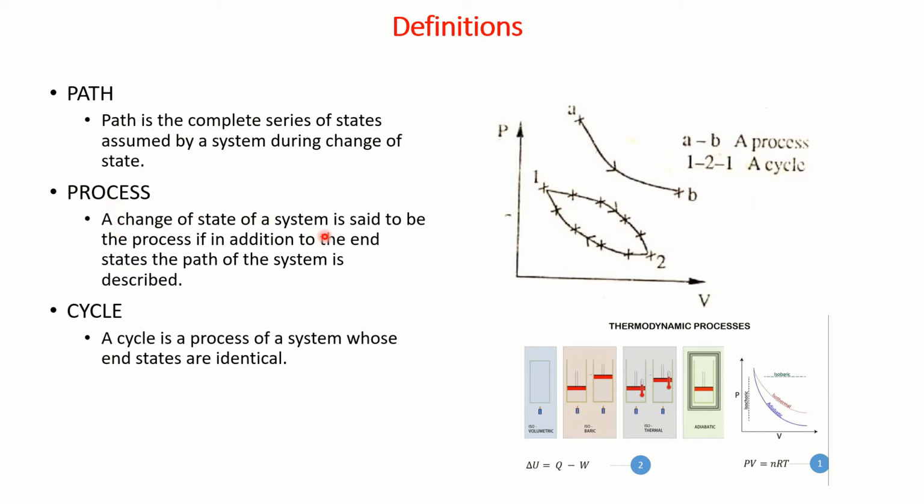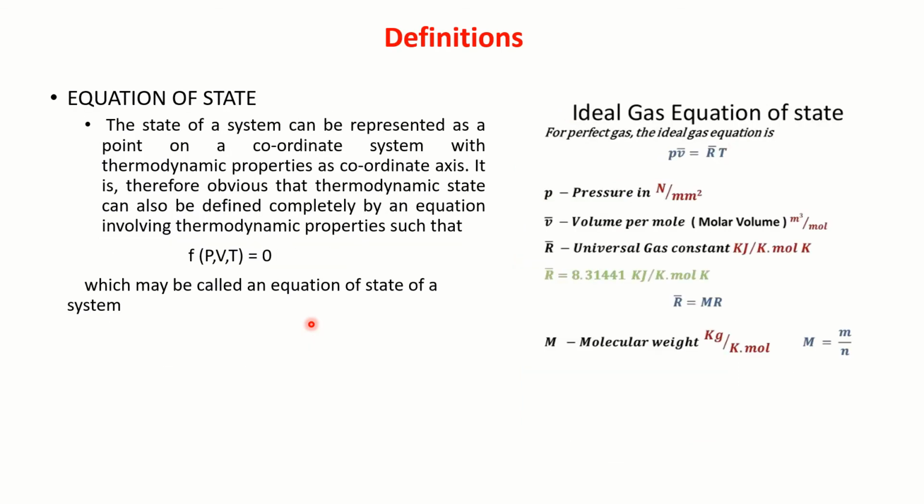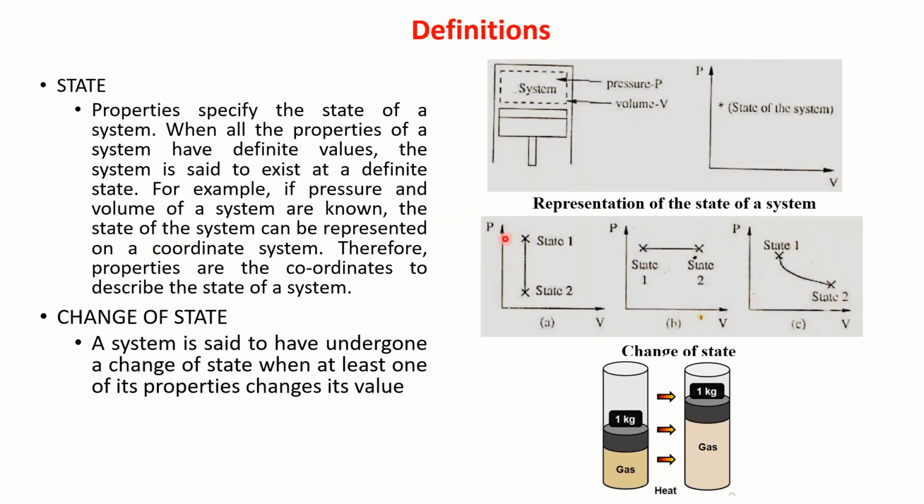So a change of state of a system is said to be a process if, in addition to the end states, the path of the system is described. What exactly does it mean? Initial state I have defined, final state I have defined, and also I have said the volume is constant. This I can call a constant volume process, an isochoric process.